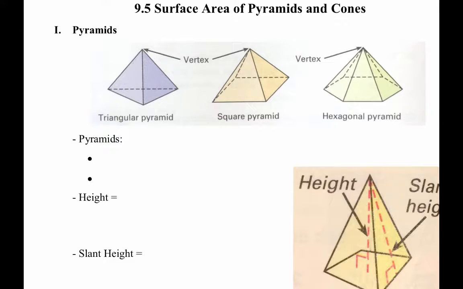So if you wanted to find the area of one of these things, you could figure out the area of one side and then multiply it by however many sides there are. Now, the base isn't always going to be the same. So if you have a triangular pyramid, sometimes that base will be the same as the sides, sometimes it's not.